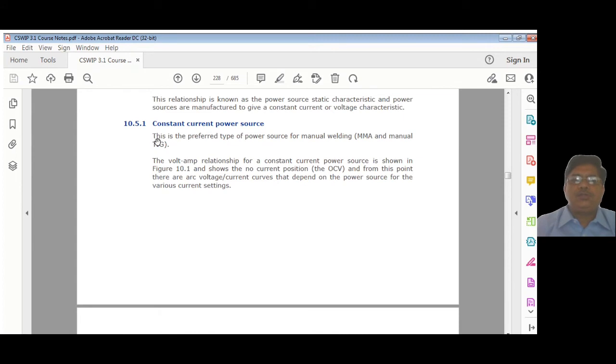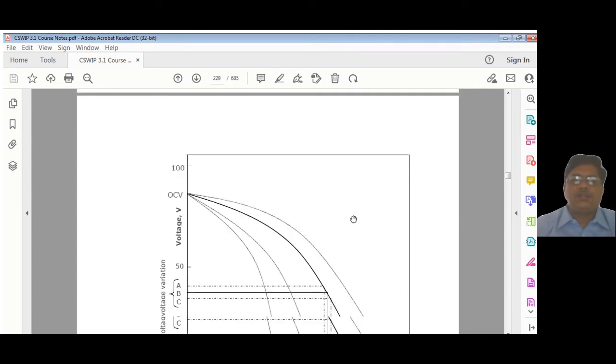Constant current power source is the preferred type of power source for manual welding. And still in this industry, about 50 to 60% of the welding is done manually only. Manually means with electrode. The volt-amp characteristic for a constant current power source is shown in figure 10.1, and shows the no-current position, the OCV, and this forms this point. There are arc voltage current curves that depend on the power source for various current settings.